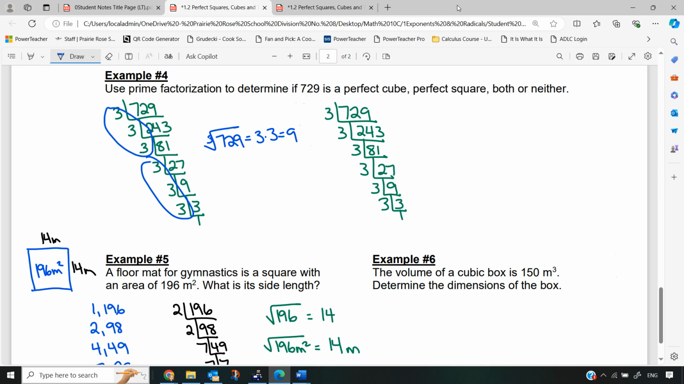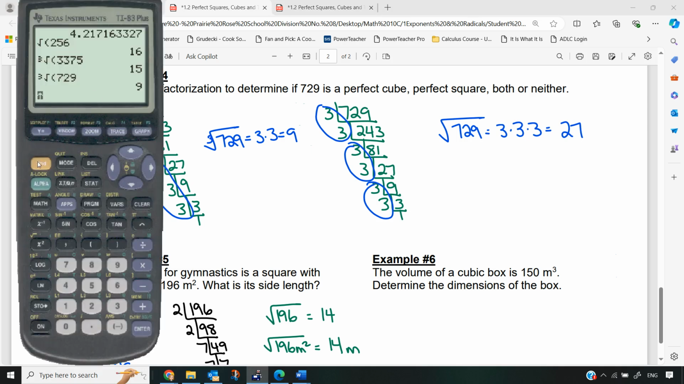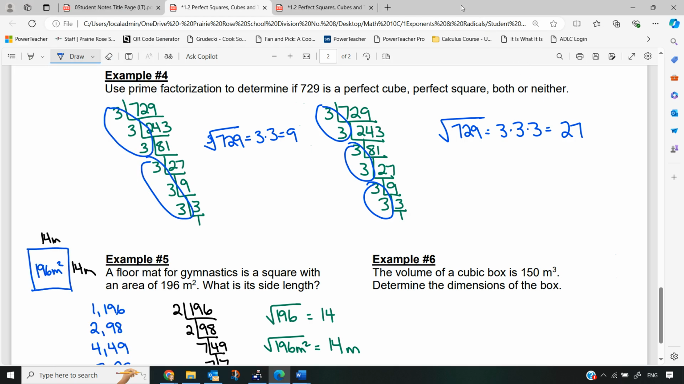Now to check to see if this is a perfect square, I need to be able to break my prime factors into pairs and have no leftovers. So taking a look here, I have a pair of 3s, another pair of 3s, another pair of 3s, and I have no leftovers. So this is a perfect square. That means that the square root of 729 is 3 times 3 times 3, which is 27. Again, checking this with my calculator, the square root of 729 is 27. So in this case, 729 is both a perfect square and a perfect cube.